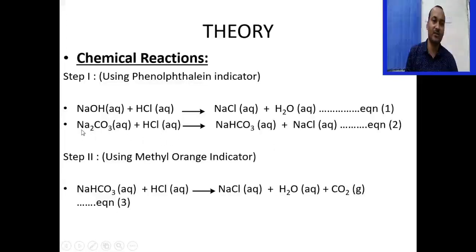So that means here sodium carbonate is half neutralized to sodium bicarbonate, and this reaction happens in the presence of indicator phenolphthalein. And by using methyl orange indicator in the same solution, again we titrate with hydrochloric acid. So sodium bicarbonate would react with HCl, giving rise to sodium chloride, water and carbon dioxide. So in the second step, the sodium bicarbonate is completely neutralized.